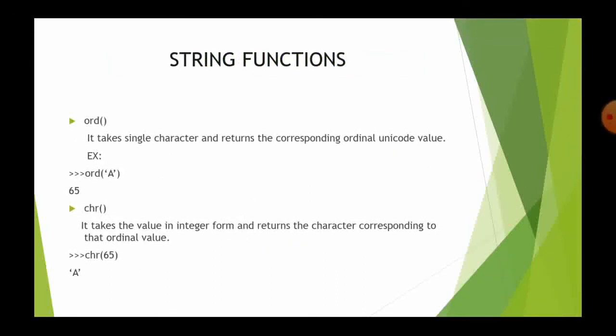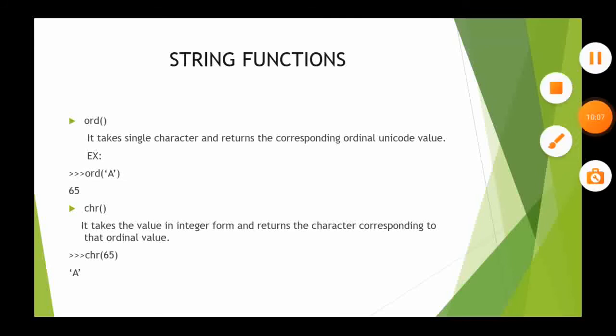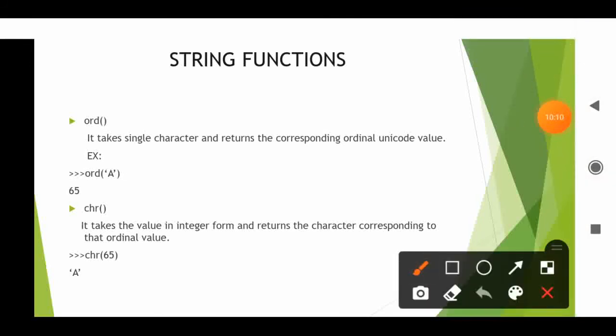The next topic is string functions. There are two functions in the string to get the Unicode and the character of that: the ord function and the chr function, which are built-in functions. The ord function takes a single character and returns the integer value of the Unicode. For example, ord of capital letter A. What is the Unicode of A? It is 65.